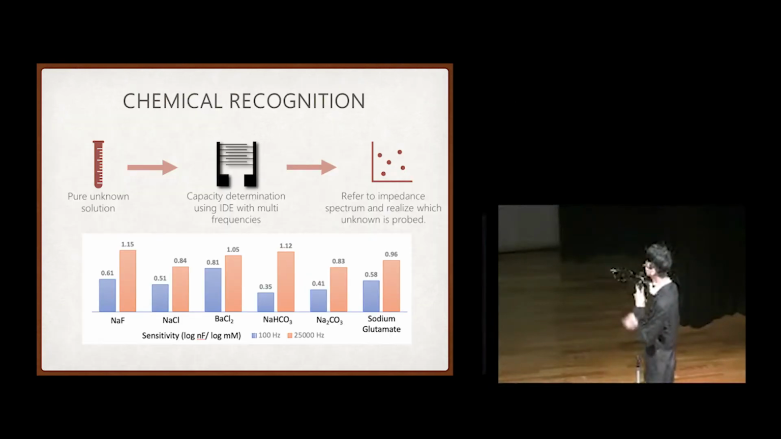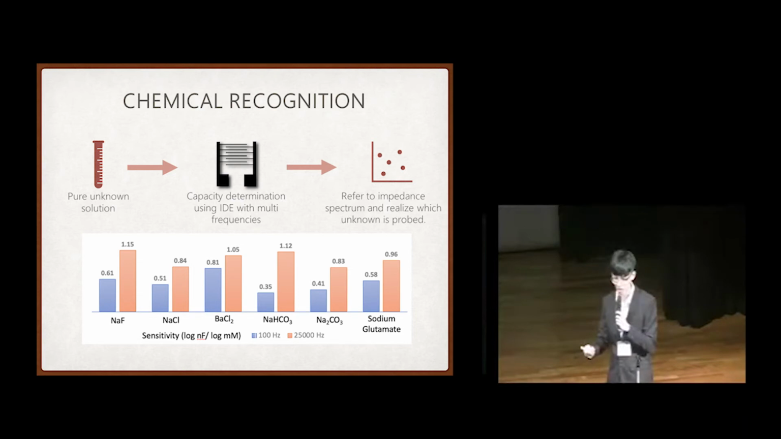So we can see this chart. These 6 different solutions have its specific slope set. Every solution has its unit sensitivity. So we can use this method to know the pure unknown solution. We just put the pure unknown solution on our IDE and check out all our data. So we can know the solution, what it is.